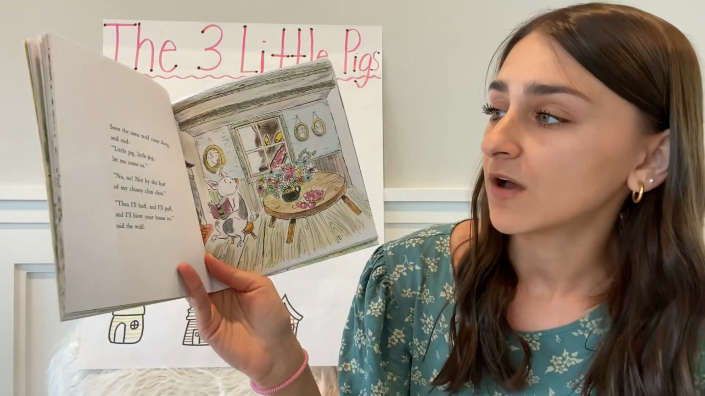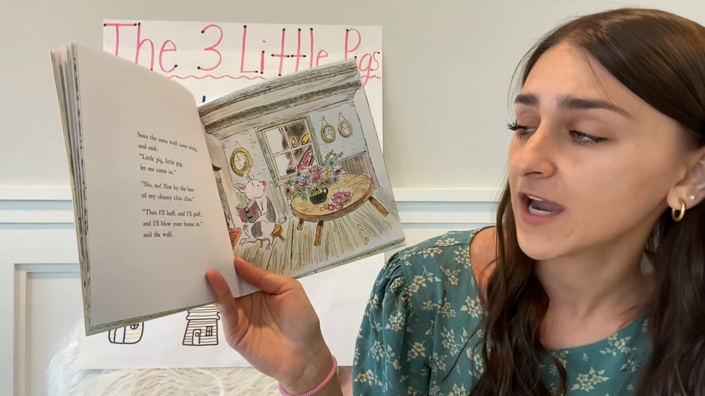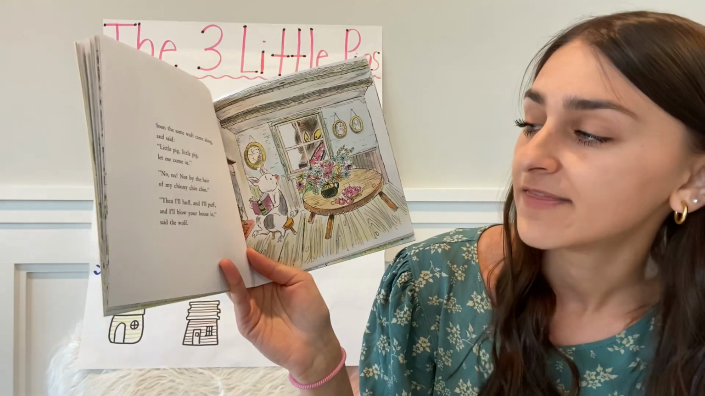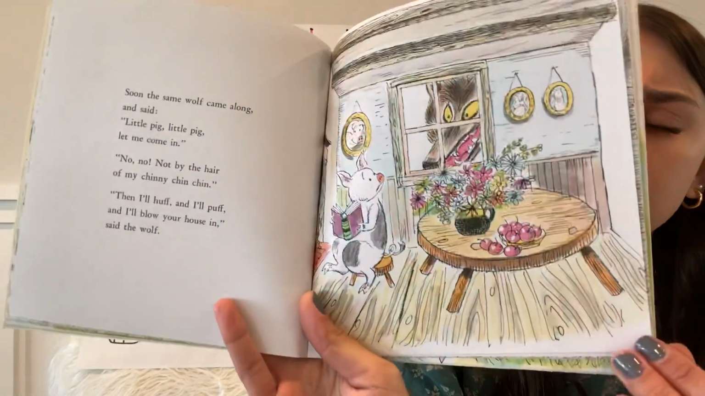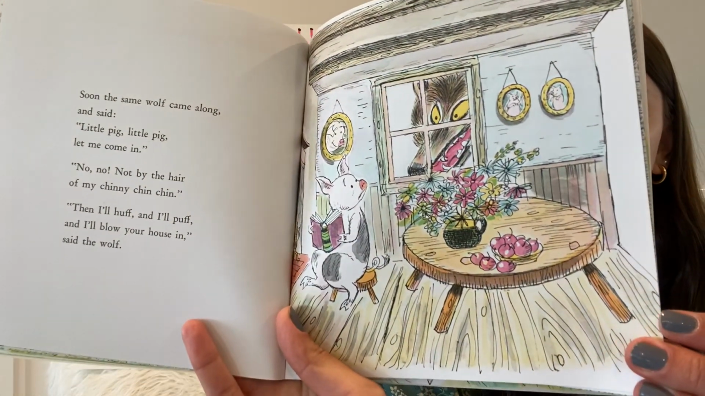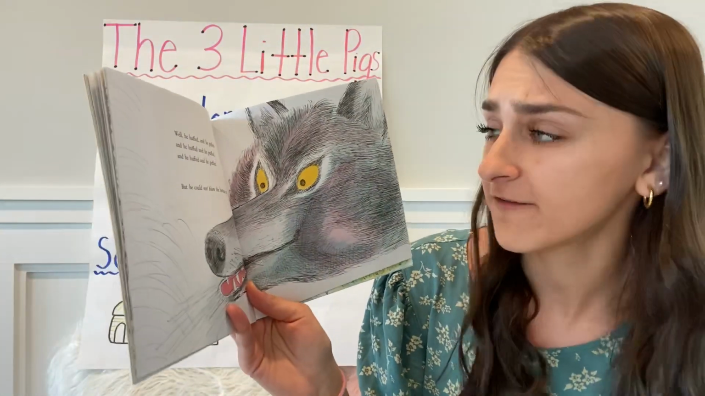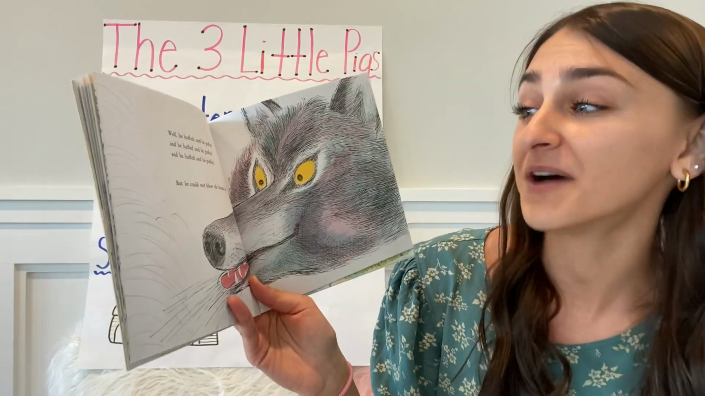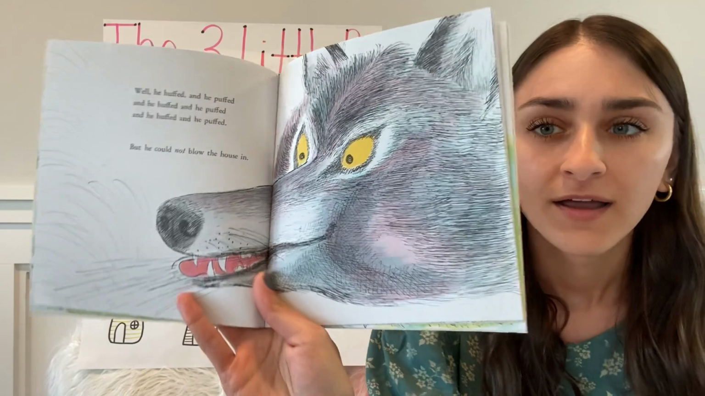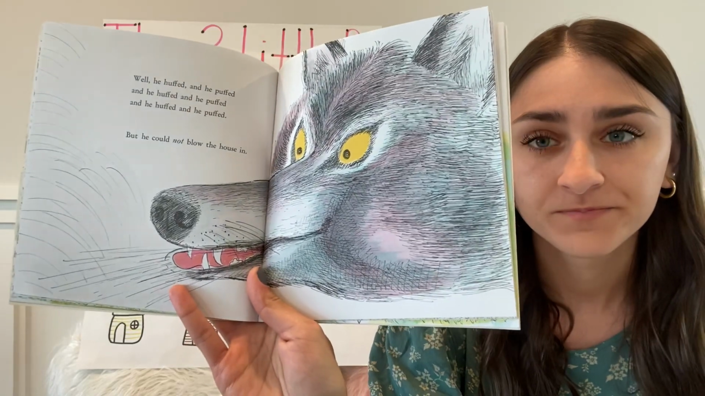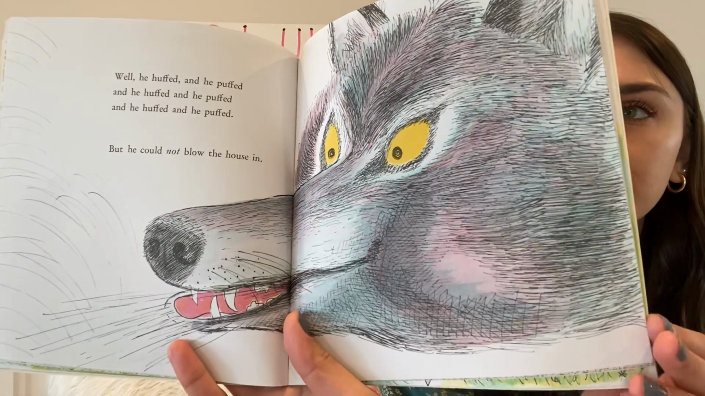Soon the same wolf came along and said, "Little pig, let me come in." "No, no, not by the hair of my chinny chin chin." "Then I'll huff and I'll puff and I'll blow your house in," said the wolf. Well, he huffed and he puffed and he huffed and he puffed, but he could not blow the house in. Did he blow the house down this time? No, why not? Why do you think? Why couldn't he blow this one down?